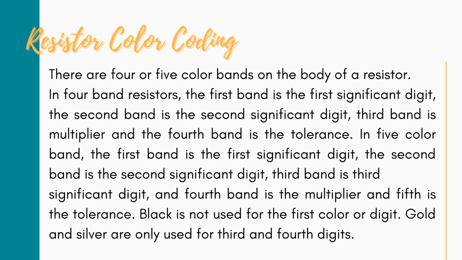In 4-band resistors, the first band is the first significant digit, the second band is the second significant digit, third band is multiplier, and the fourth band is the tolerance. In 5-color band, the first band is the first significant digit, the second band is the second significant digit, third band is third significant digit, and fourth band is the multiplier, and fifth is the tolerance. Black is not used for the first color or digit. Gold and silver are only used for third and fourth digits.